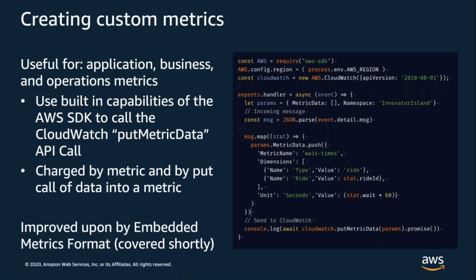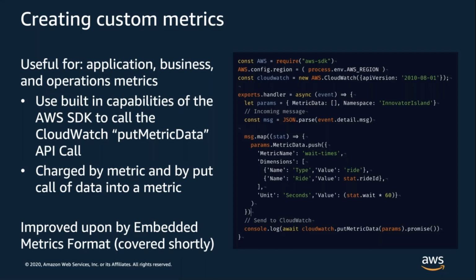Now you're charged by the metrics that you create and then the put calls of data into a metric. So we see here that this metric has a specific name called wait times, and then it has dimensions of data that we're putting into it. So we'd be charged here for that single metric called wait times, and then every time that we put data into this. So every time that this function were to execute based on this.